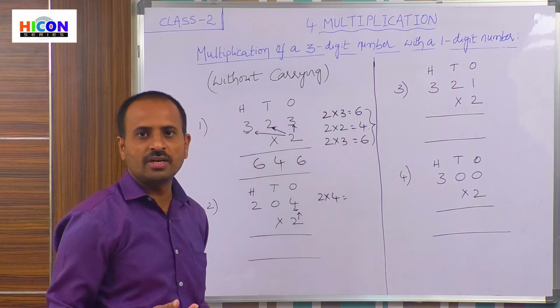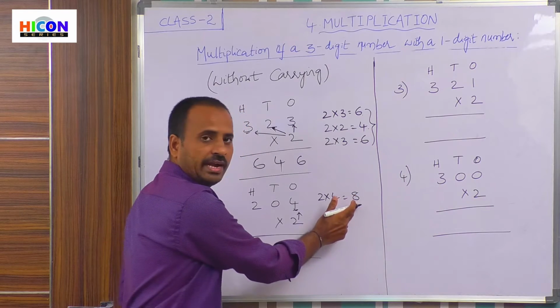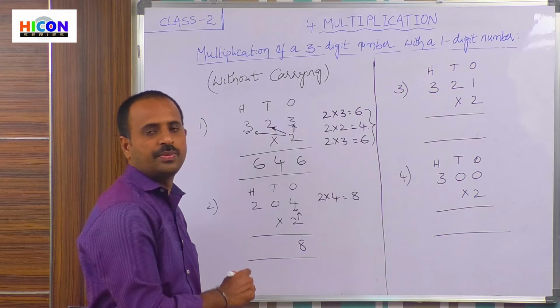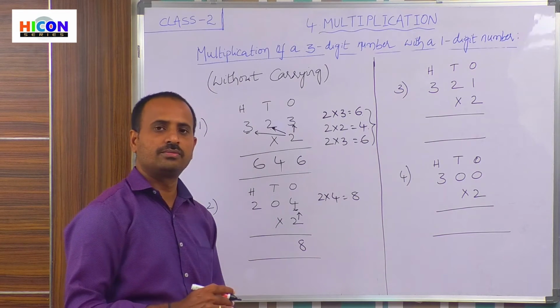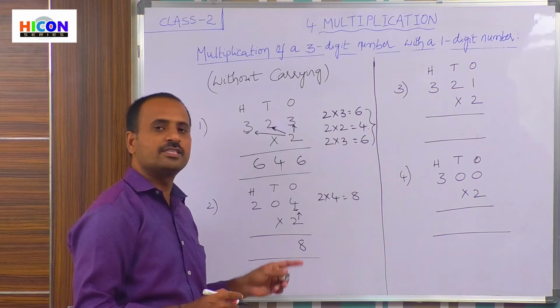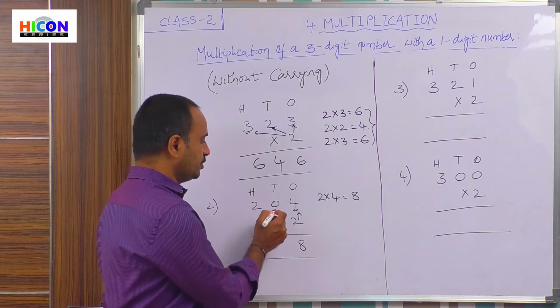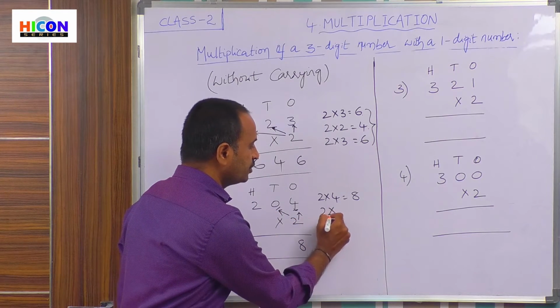Children, how much is 2 fours? 2 fours are 8. So write this 8 under ones place. Now go to tens place. First multiply the digit present in tens place with 2. Which digit is present in tens place here? 0 is present in tens place. So multiply 0 with 2. That is 2 into 0.